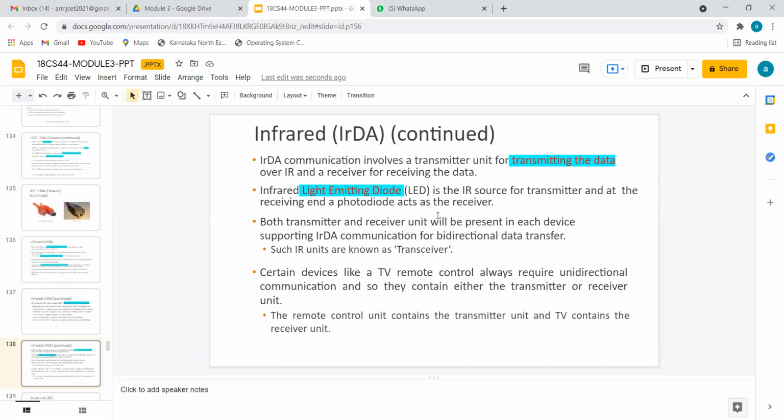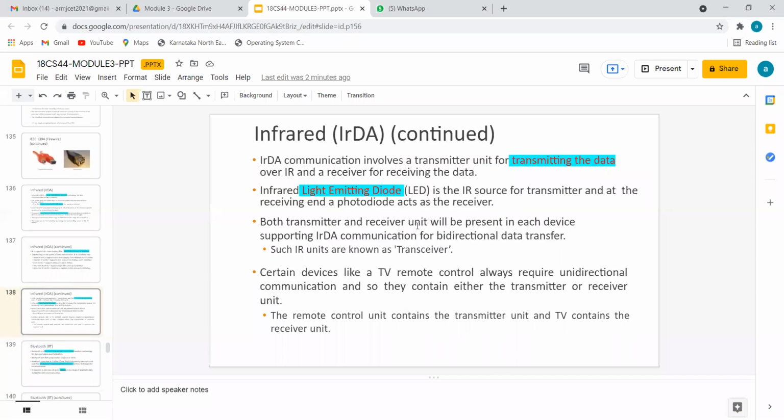On the receiving side, in the TV, we will have a photodiode that receives the data. According to that, the program will change, or the volume will go up or down. These signals are converted and sent from the remote, and inside the TV set there is a receiver that receives the signal, understands it, and acts according to the signal given by the remote. That's the idea.